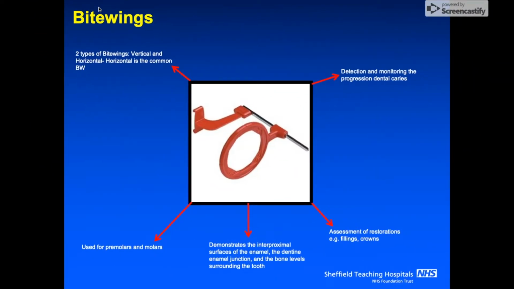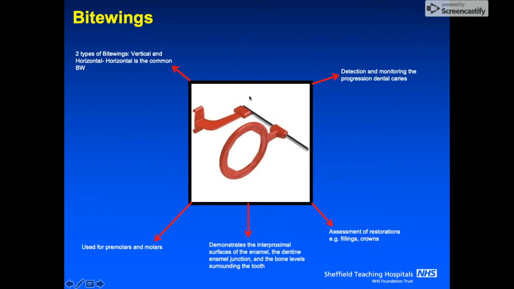Bite wings. The main clinical indications for bite wings include the detection of lesions, monitoring the progression of dental caries, assessment of existing restorations, and the assessment of periodontal status. Bite wings demonstrate the interproximal surfaces of the enamel, the dentine-enamel junction, and the bone levels surrounding the tooth. Bite wings are used to image premolars and molars. There are two types of bite wings, vertical and horizontal. Horizontal is the most common bite wings.